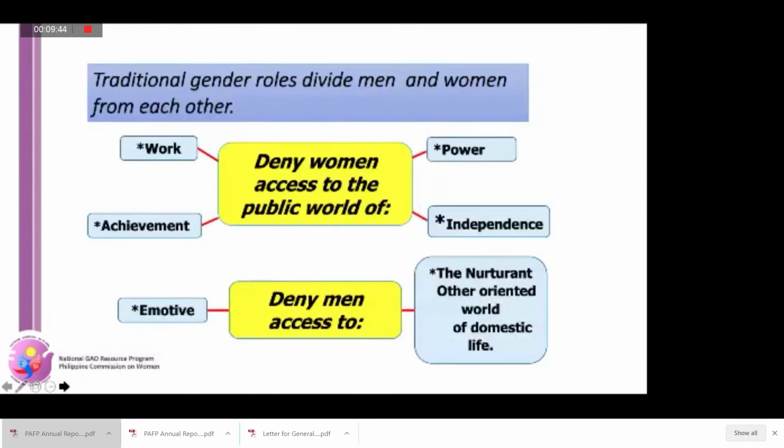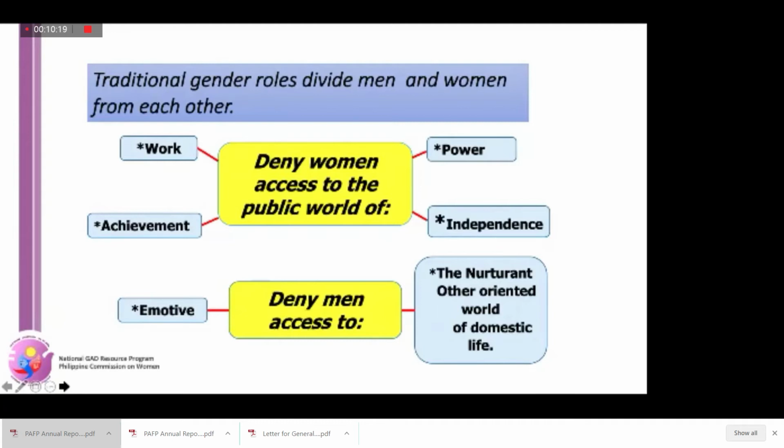Now, the effect of these traditional gender roles, of course, is to divide men and women from each other. Women are denied access to the public world of work, of power, because if you're a woman, your gender role seems to be that you are weak. And that you cannot, for example, become a lawyer, because the society expects you to be non-dominant or non-aggressive. All right. Now the effect will be deleterious on your part because your potential is not tapped, or your growth will not be harnessed. Okay.